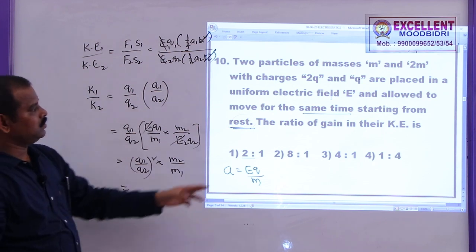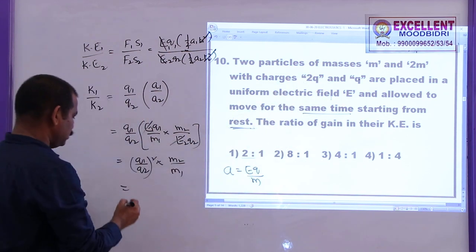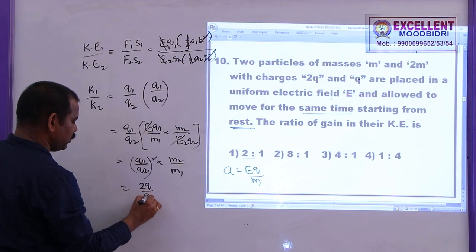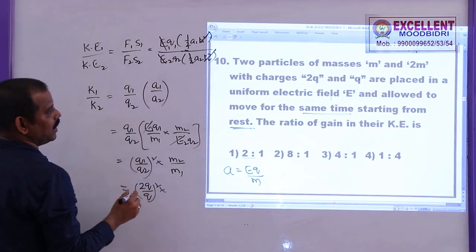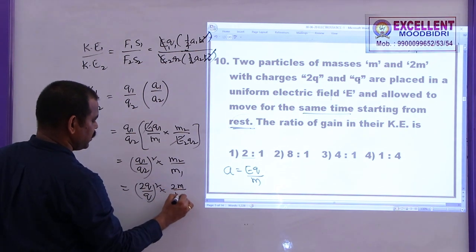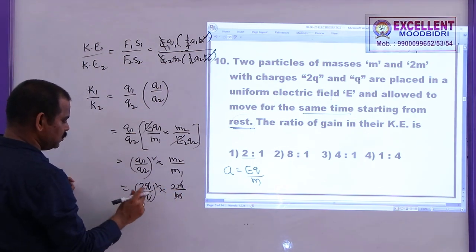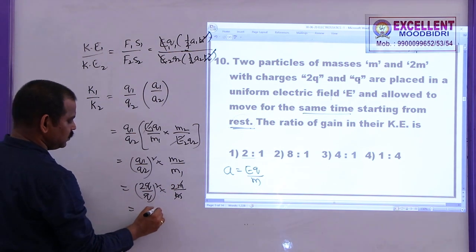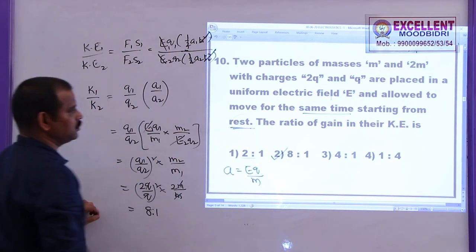So what are the charges here? The charges are 2Q and Q. So let me substitute here (2Q by Q) whole square. Masses are M1 equal to m, but I need M2 by M1. This is 2m by m. The m's cancel. 2 square is 4, into 2 is 8. So the answer is 8:1. Option 2 is correct.